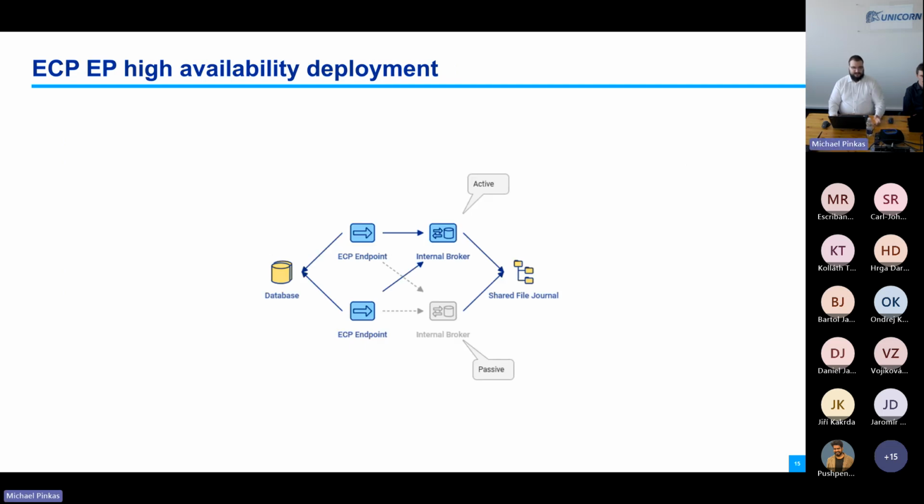Here's again the same picture as before. You can see that there are 2 nodes of ECP endpoint connected to the external database and also connected to 2 nodes of internal broker, where only one of them is active, and the second one is passive and will change its status once the active one becomes unreachable. And both those nodes are connected to the same shared file journal, so they can exchange messages.